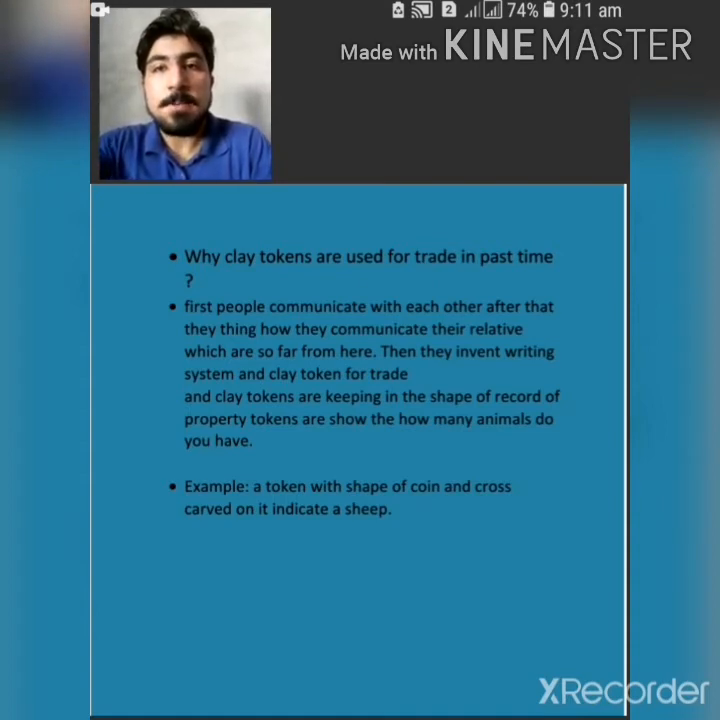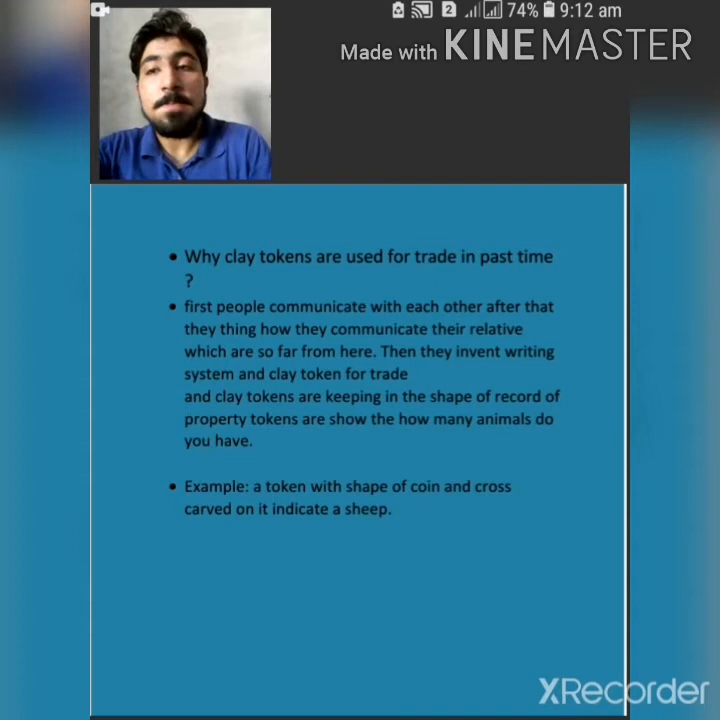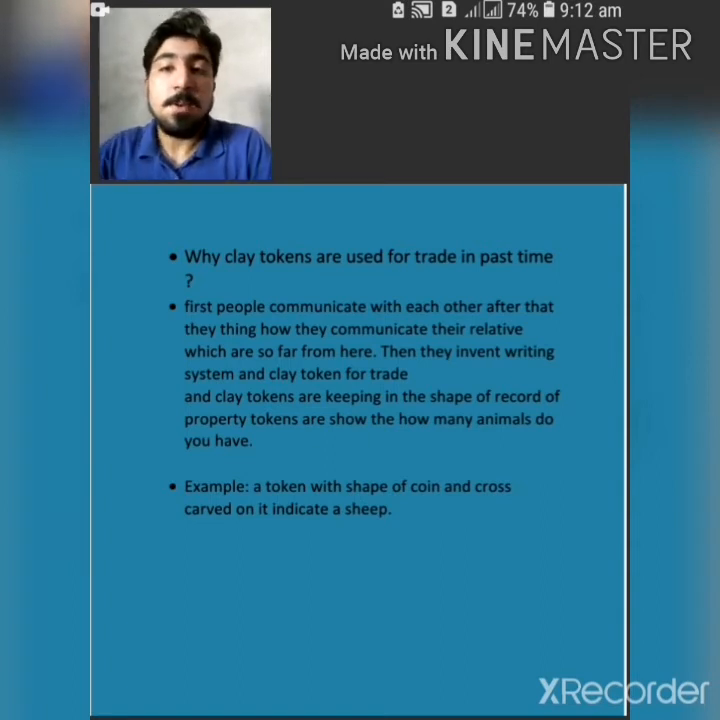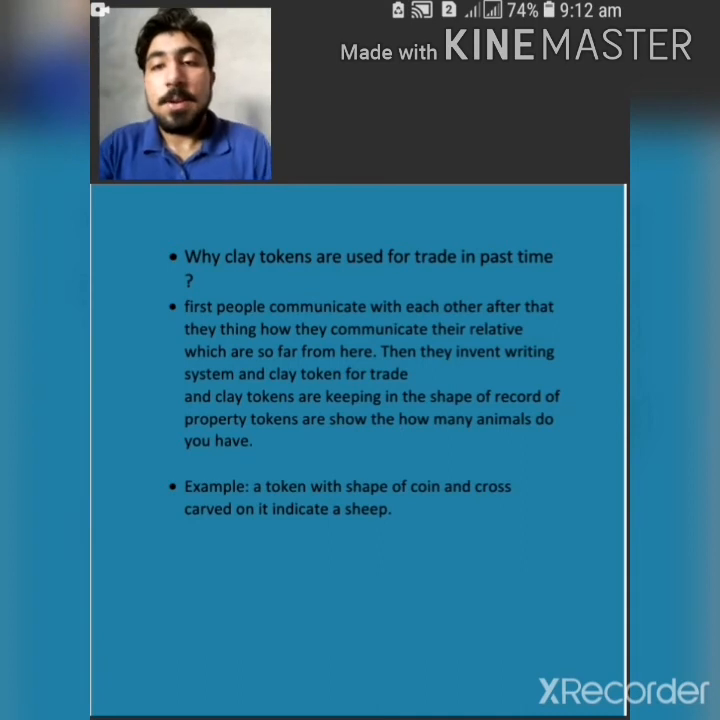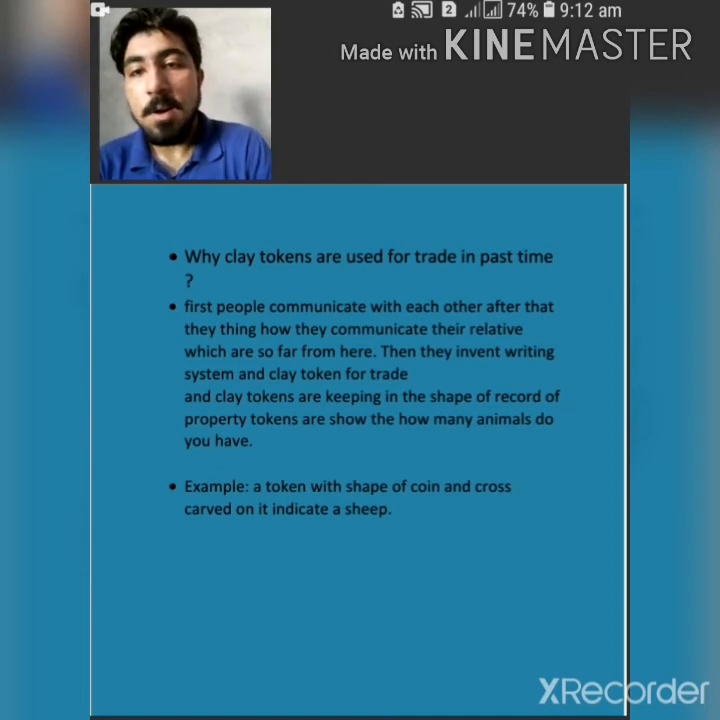Clay tokens were made and used to trade around the world. A cone shaped token indicates a measure of corn, an egg shape indicates a bottle of oil. Firstly, for 20 sheep, people needed 20 tokens. But later, the number system developed so that a single coin could be used to represent 10 or 20 objects. It means first people took 20 or 30 or 50 tokens for their property for records.